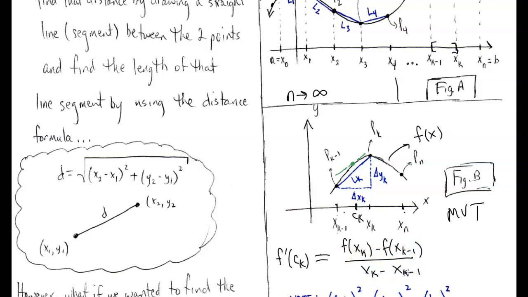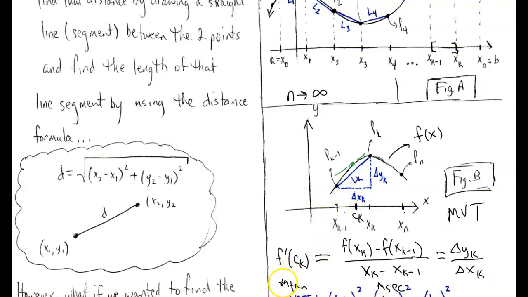And again, this is just a really fancy way of saying that the slope of the tangent line at c sub k is going to be equal to the slope of the secant line from x sub k minus 1 to x sub k. Okay. Now, we know that f of x sub k minus f of x sub k minus 1, that's just the change in the y values. And of course, x sub k minus x sub k minus 1, that's just the change in the x values, okay, for this small piece here.